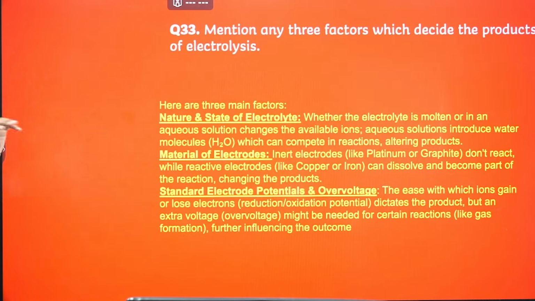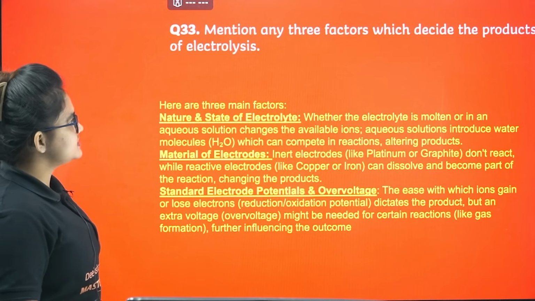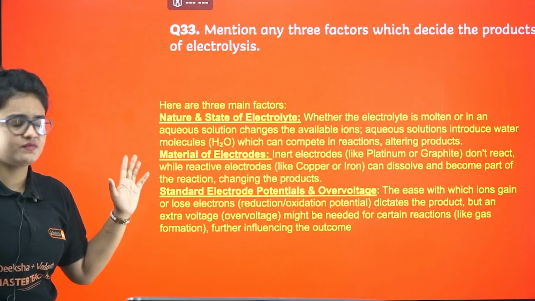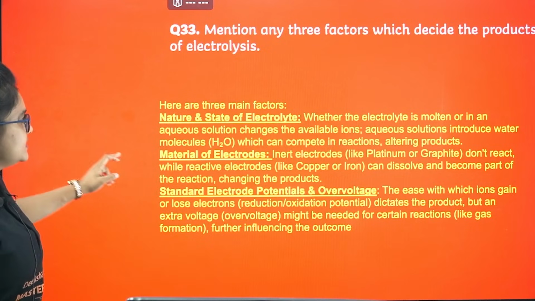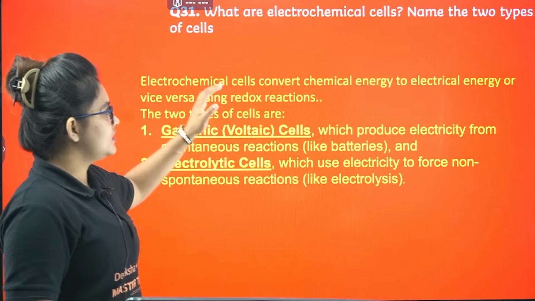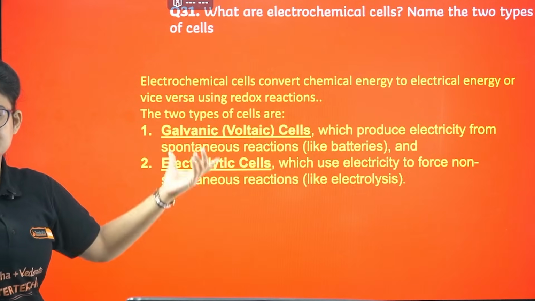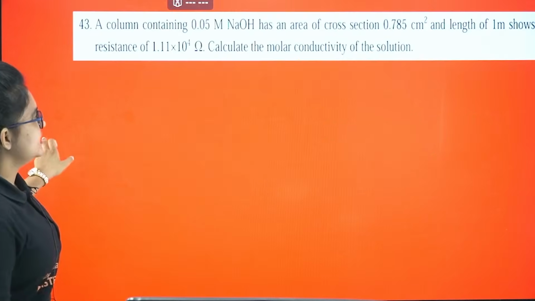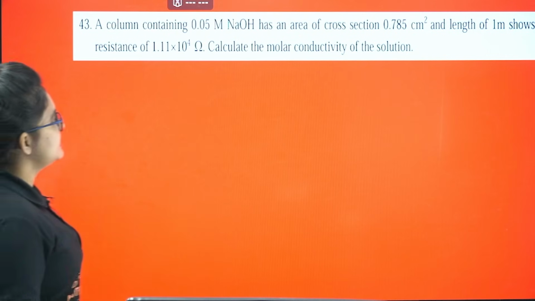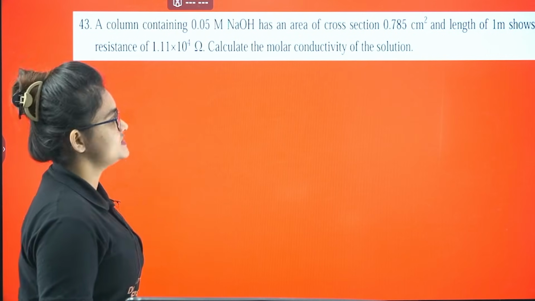Let's proceed. Okay, mention 3 factors which decide the products of electrolysis. This thing we already discussed in the last few slides. You can just go through once. Proceed. What are the electrochemical cells? Name 2 types of cell: galvanic cell and electrolytic cell. Okay, proceed. One more numerical problem. A column containing 0.05 molar NaOH has an area of cross section 0.785 centimeter square.